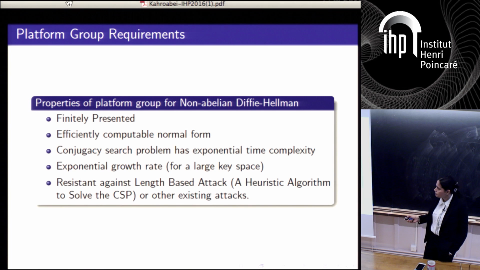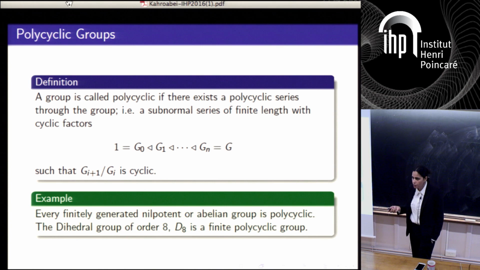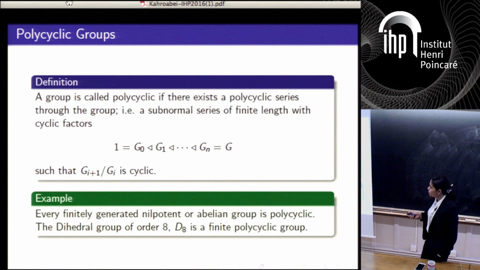So just to give you an idea of one of the example groups, they're called polycyclic groups. They're very interesting. They're a generalization of cyclic groups, but with a more complicated and complex algorithmic theory that perhaps could offer us more secure platforms for cryptology. So a group is called polycyclic if there is a cyclic series through the group. In other words, a subnormal series of finite length with cyclic factors. So you have this finite subnormal series such that the quotient of the consecutive ones is cyclic. It could be finite cyclic or infinite cyclic.